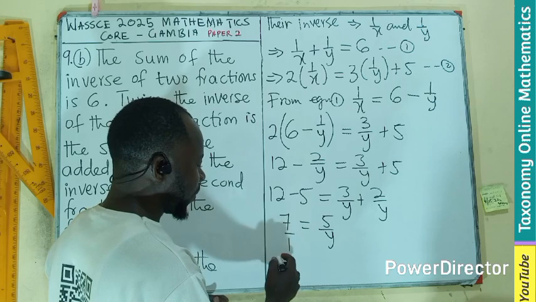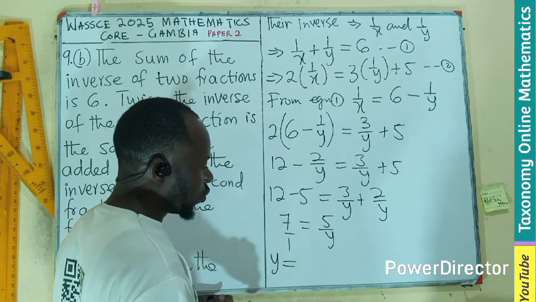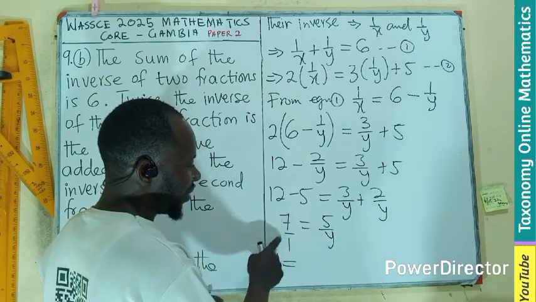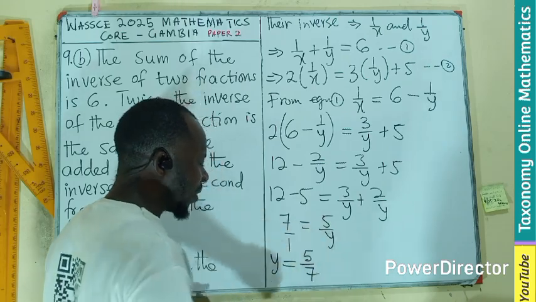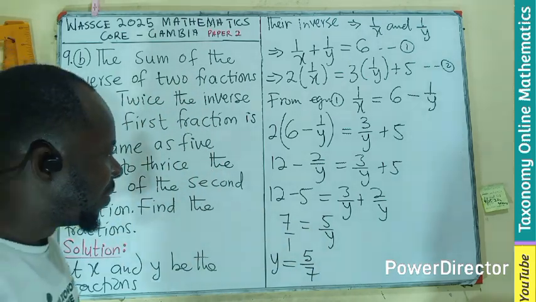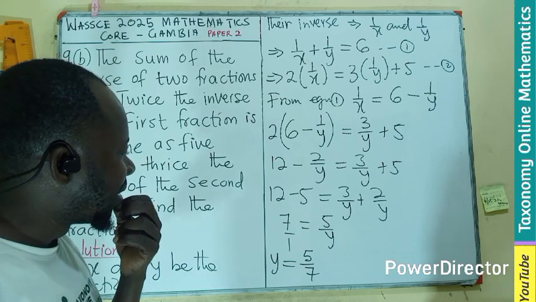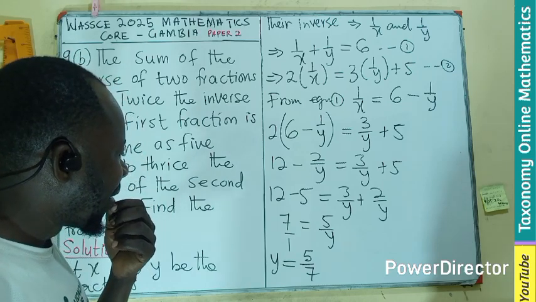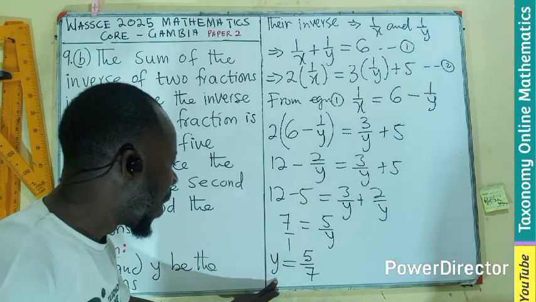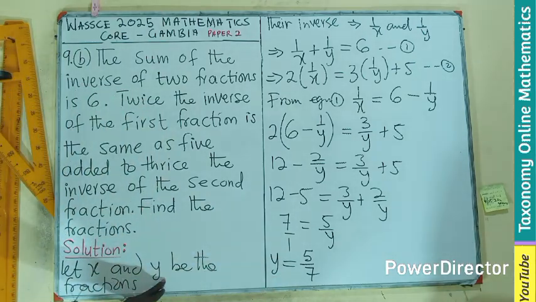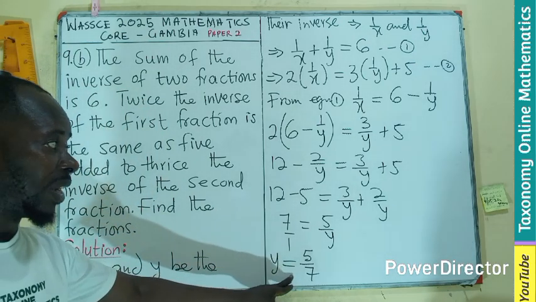Cross multiply, y will be equal to 5 divided by 7. Let's see if this will make sense at the end of it. Okay, let's take it like that. So this is y, the second fraction that we have.